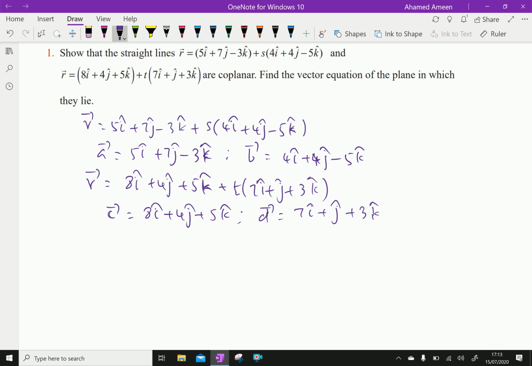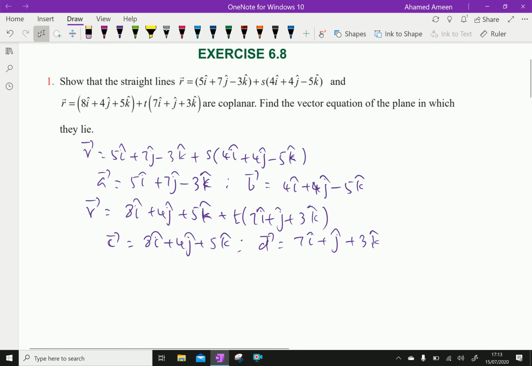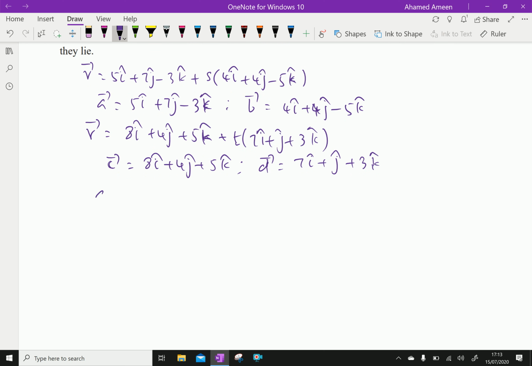Now, first we have to find the subtraction C minus A, which is 8i minus 5i is 3i, then 4j minus 7j is minus 3j, and 5k minus of minus 3k is plus 8k. Next we'll find B cross D.